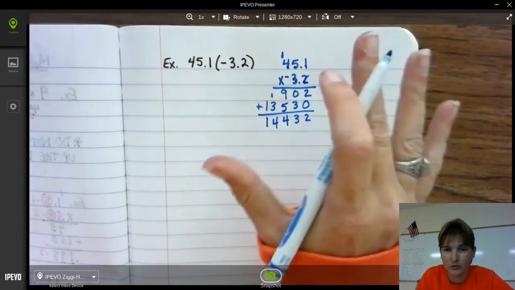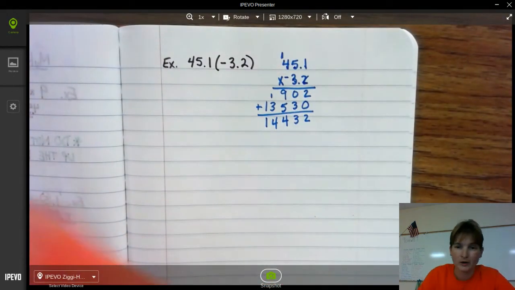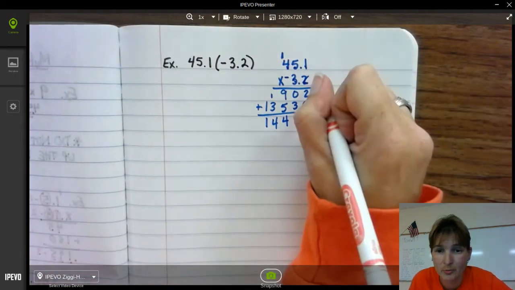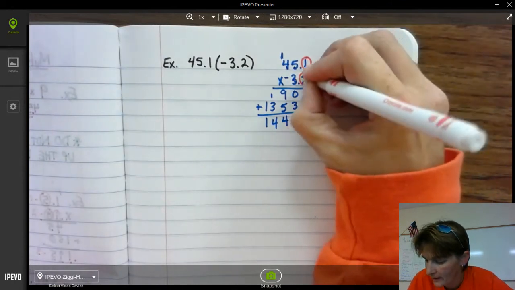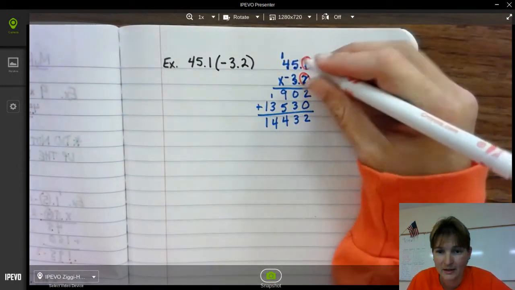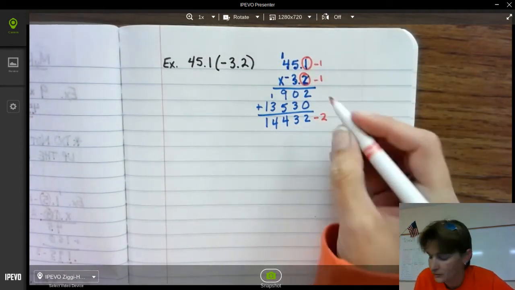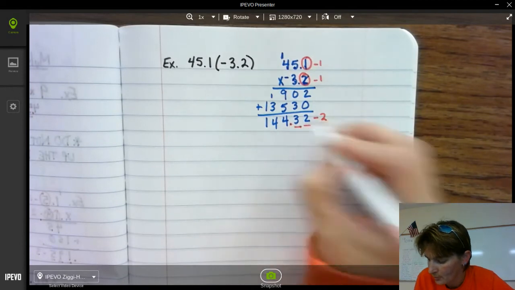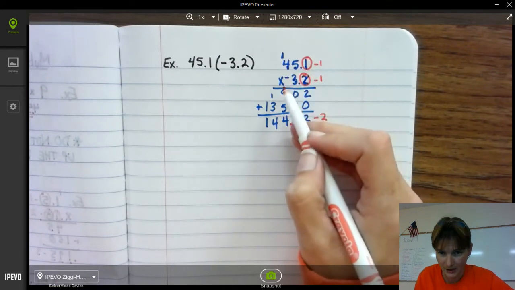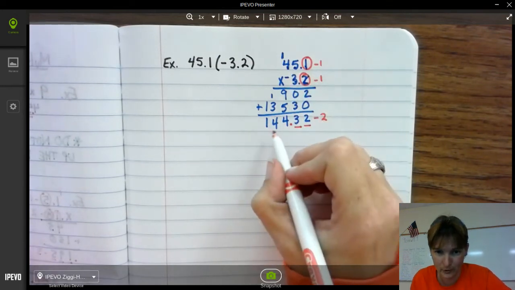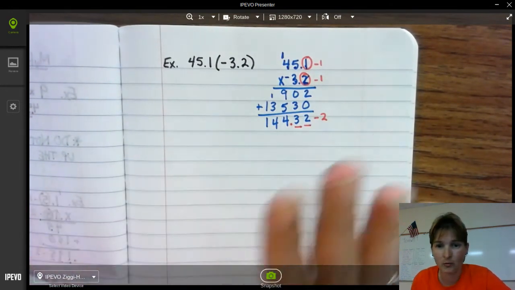Not worrying about the decimal or the negative right now. We were just multiplying. Now we're worrying about the decimal. We're counting how many decimals are in the problem. We have 1 in the first number, 1 in the second number. That gives us a total of 2 within the problem. So I need 2 total in my answer. 1, 2, and that's where I place my decimal. So for 45.1 times 3.2, you have 144.32 as your answer.